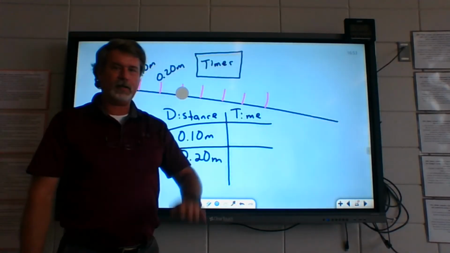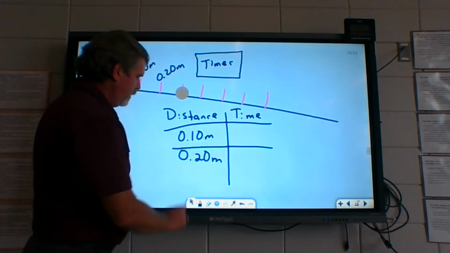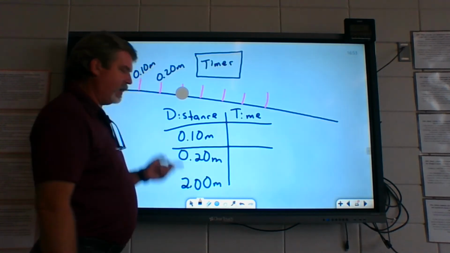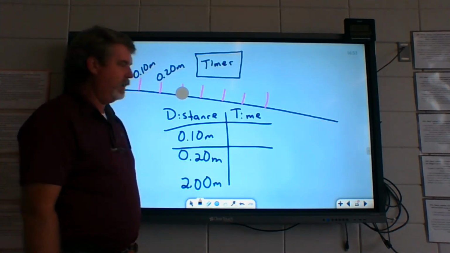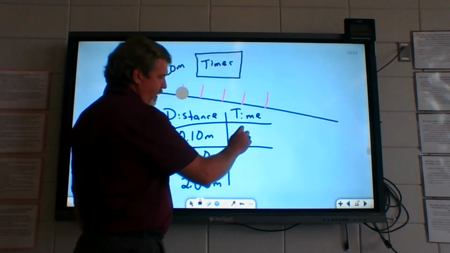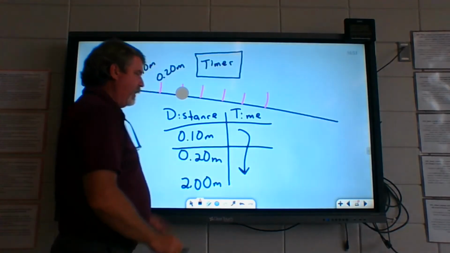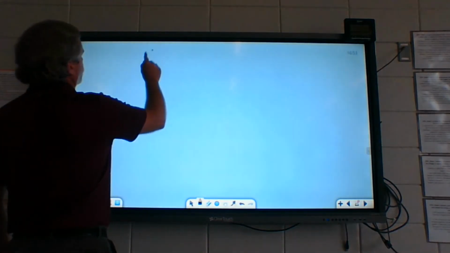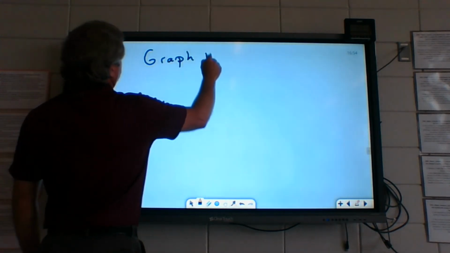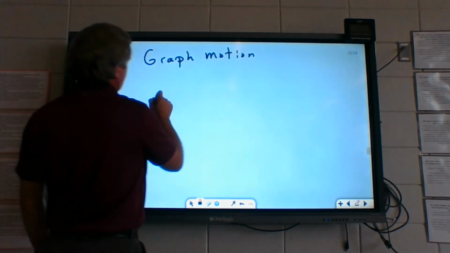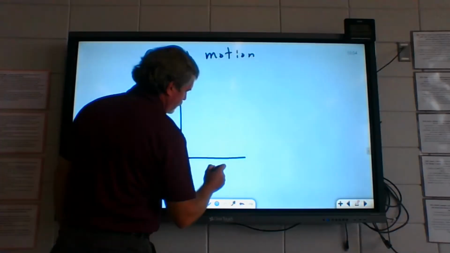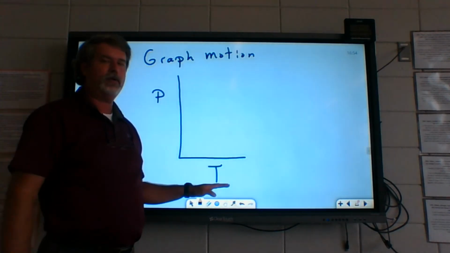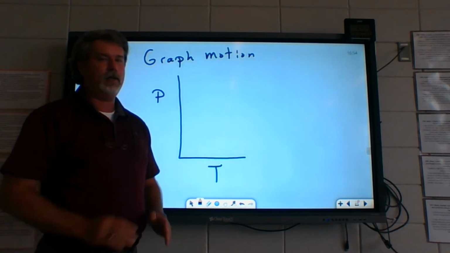Okay, guys, so now you should have a list of data all the way from 0.1 meter down to somewhere around 2.00 meters, and you have your time filled in as well. So now we have our distance and our time. What we're going to do next is make a graph. We're going to graph the motion using a position versus time graph. You're going to take your distance data on the y-axis and your time data on the x-axis, and create a graph of that.